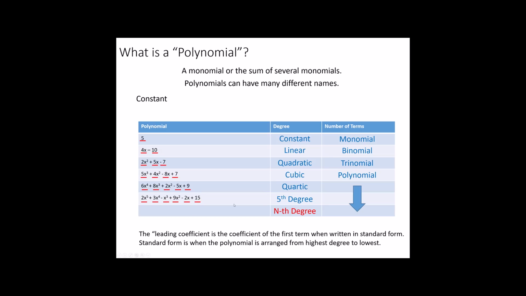One other term you need to know is the leading coefficient, which is the coefficient of the first term when it's written in standard form. Standard form is when the polynomial is arranged from highest degree to lowest. Notice over here I put my x to the 5th before my x to the 4th, before my x to the 3rd, before my x squared, before my x to the 1st, before my x to the 0. The coefficients are the 15, the -2, the 9, the -1, the 3, and this one right here, this 2, is called the leading coefficient because it comes first when we put these in order.